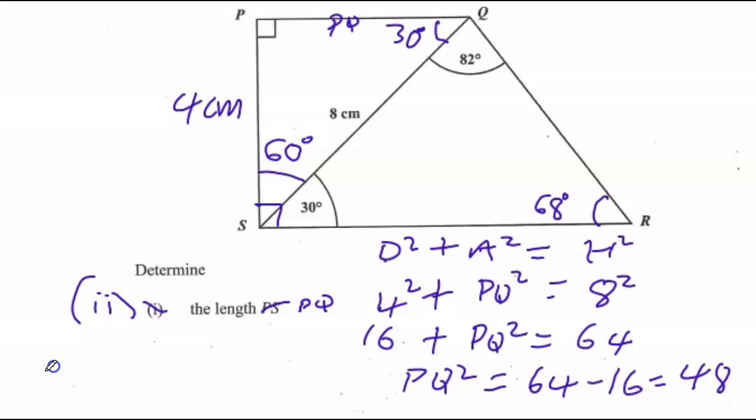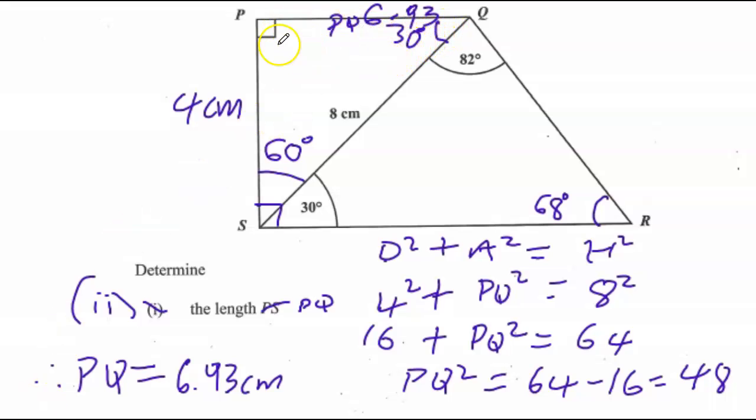So PQ will be the square root of 48, which is 6.93 centimeters. So PQ is 6.93, rounded off to 3 significant figures. And of course, you could also use one of the trig ratios to find the length of PQ, since it's part of the right angle triangle.